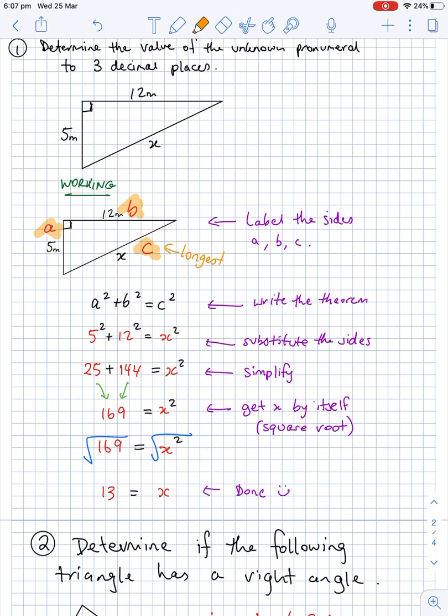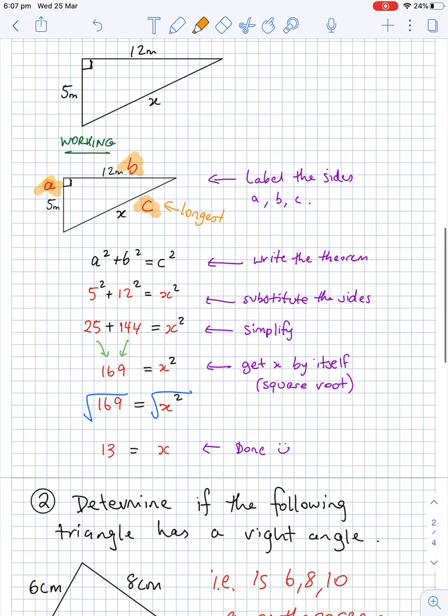Okay, and now once we've labelled it, I want you to then write the theorem out. A squared plus B squared equals C squared. Now my A is 5, my B is 12, and my C is X. So they're each going to change to those values. So C is X, B is 12, and A is 5.